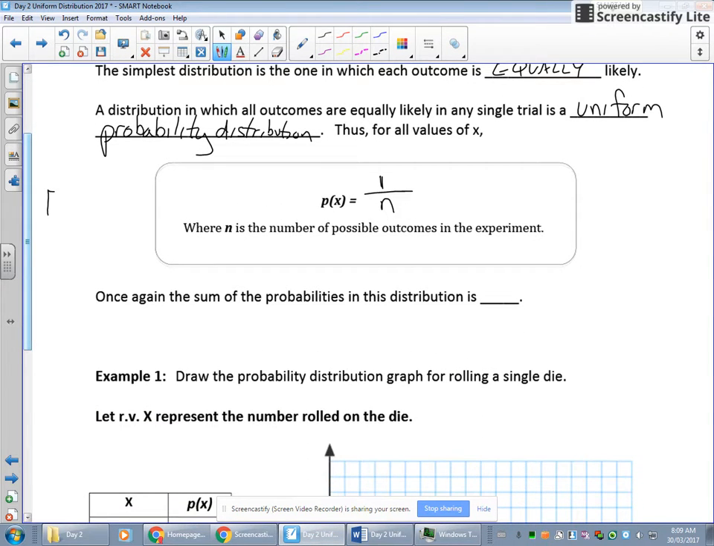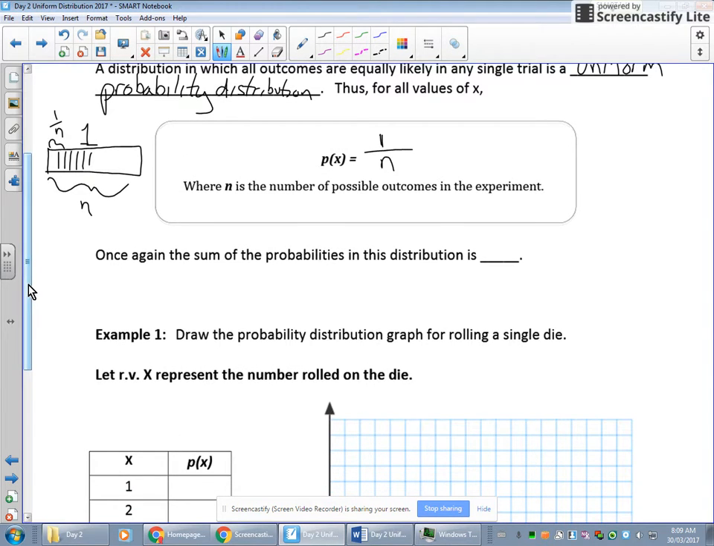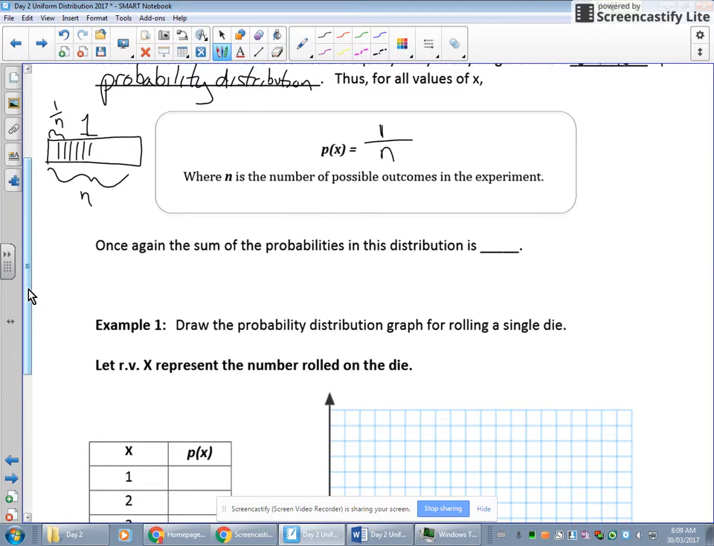If we think about this, if we say that this had a value of 1, if we divided this up into n segments, then each segment itself is going to be 1 over n. So this is the idea here. We're taking our probabilities, which have to sum to 1, and we're dividing them into n options, and each one is equally likely. So once again, the sum of the probabilities has got to add up to 1. This is always the case.